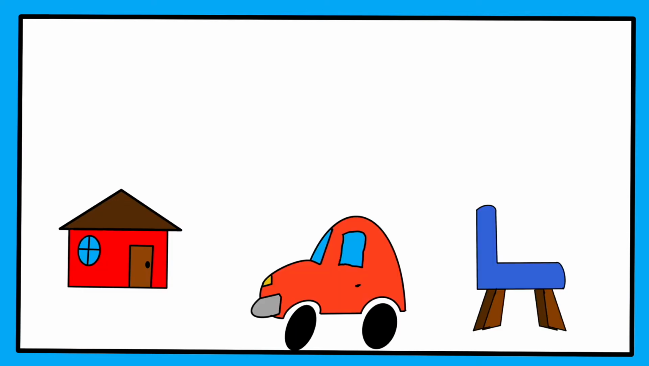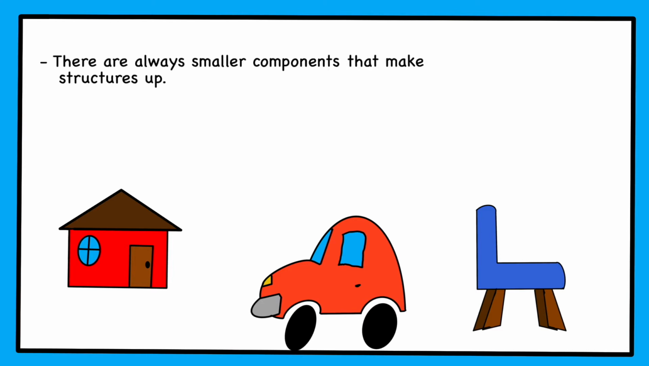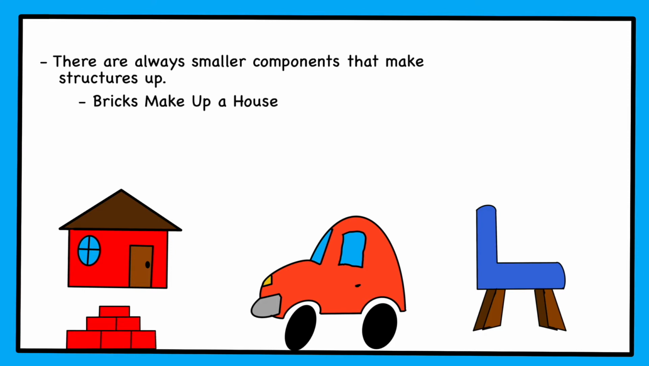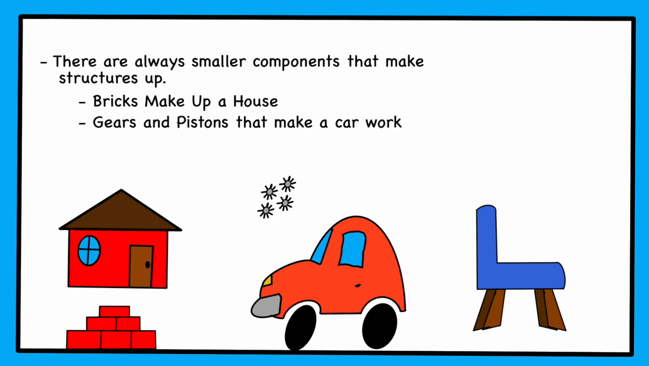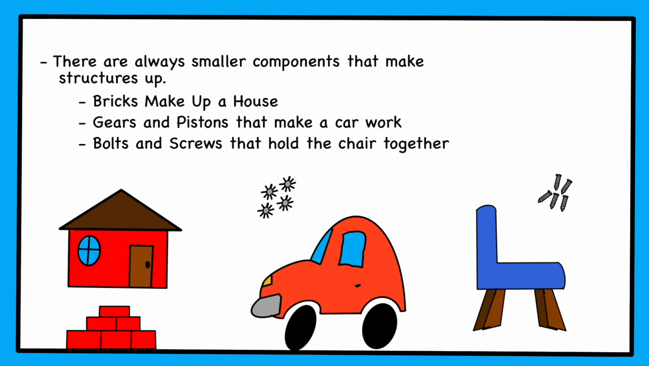Whether you are looking at a house, a car, or even a chair, we can see the components that make those structures up. There are always smaller components that make up larger structures. For example, we can see the bricks that make up a house. If you open the hood of your car, you can see the different gears and pistons that make your car run. And you can even look at the chair you're sitting in, and I bet that you can see the screws or bolts holding it together.